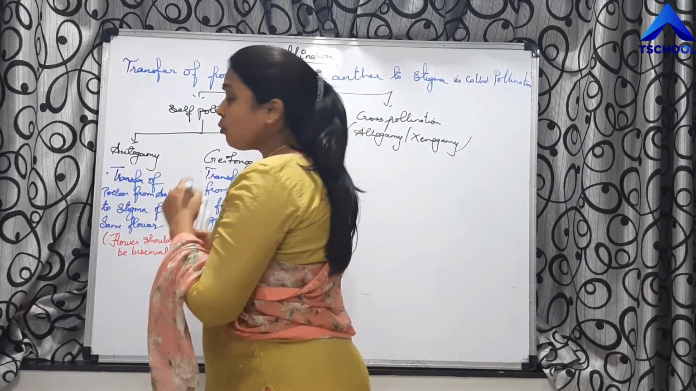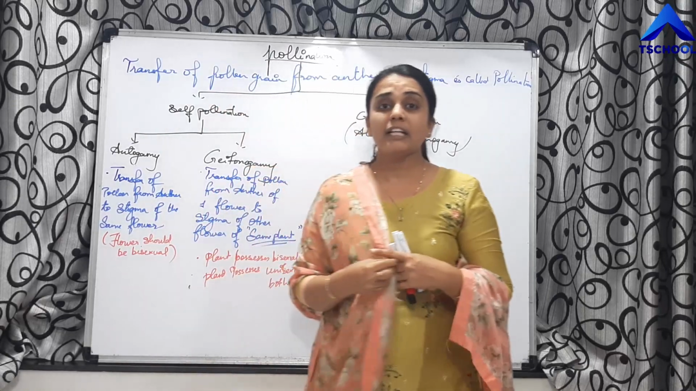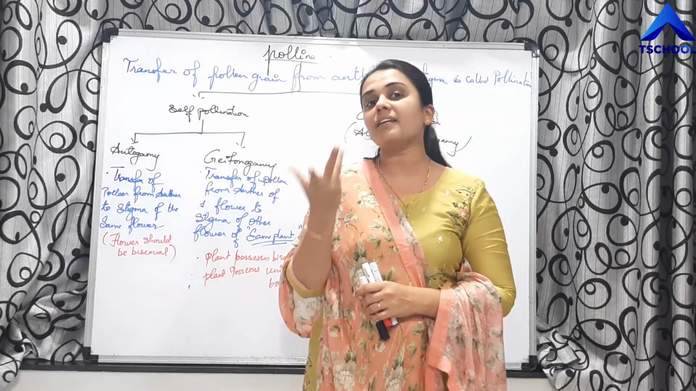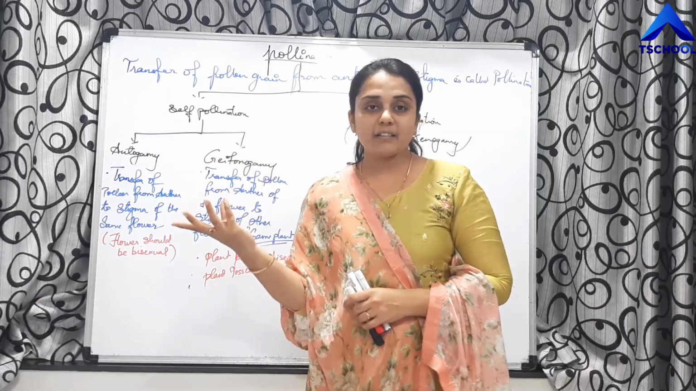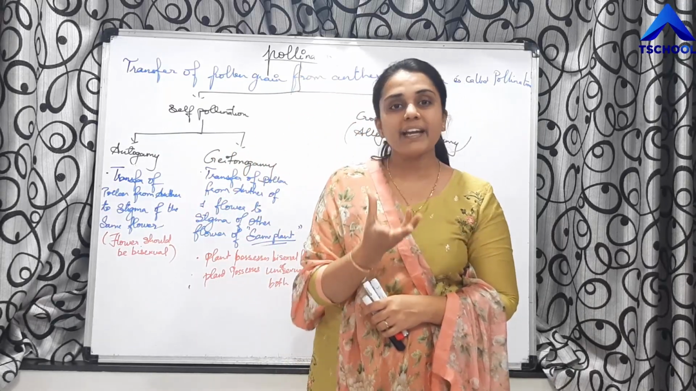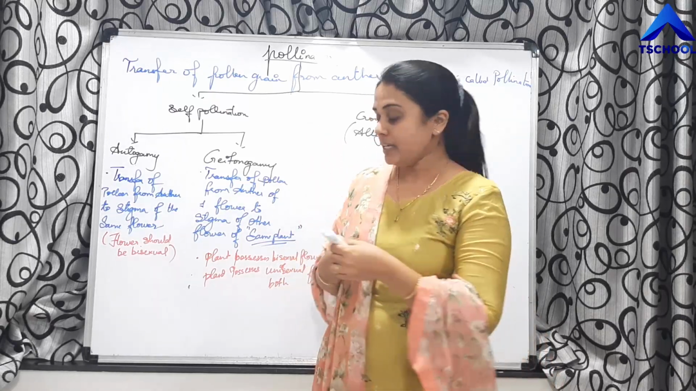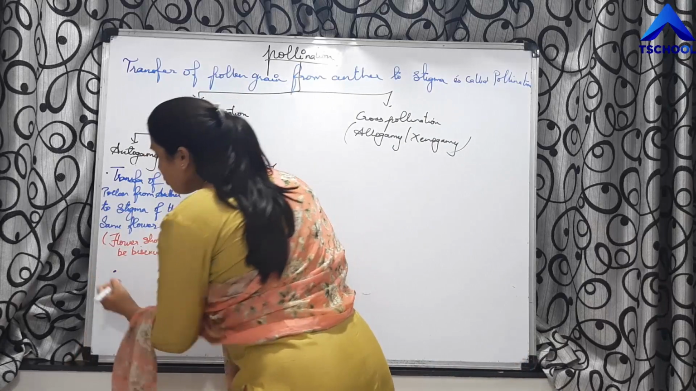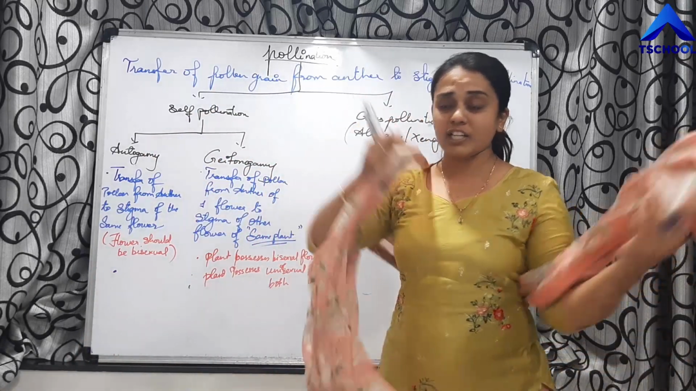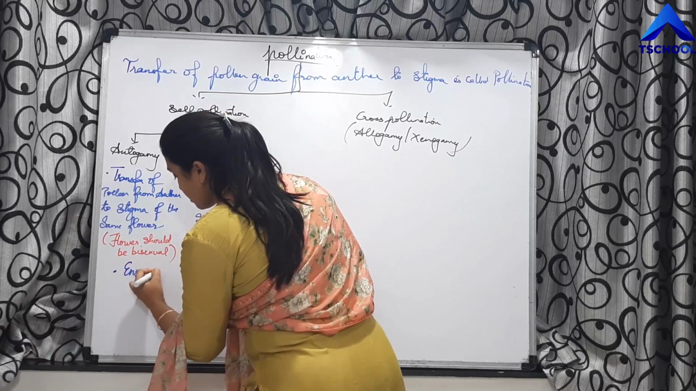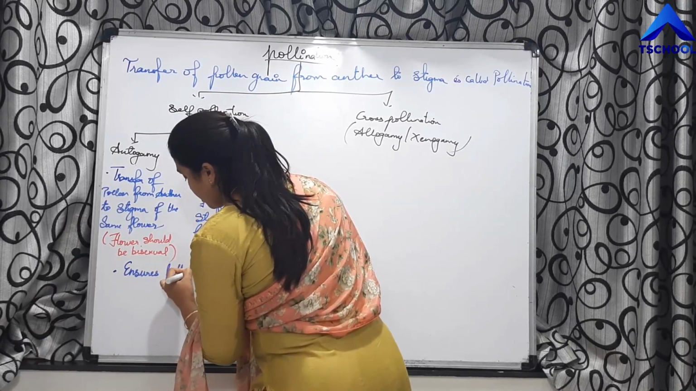So what happens in self-pollination? The plant is there, so the genetic makeup, the genes of the plant are the same, right? So whether the anther is produced or whether the egg is produced, the genetic makeup is going to remain the same, right? So what are the benefits of self-pollination? The benefits are that it ensures pollination.